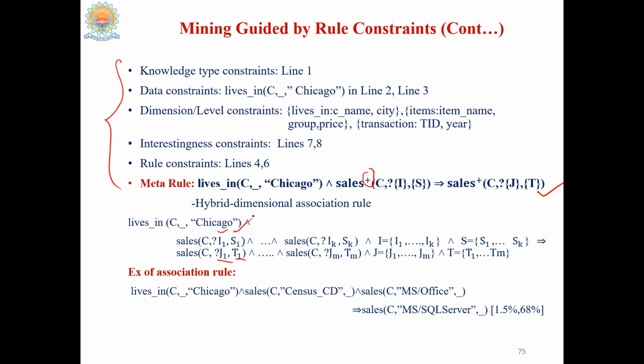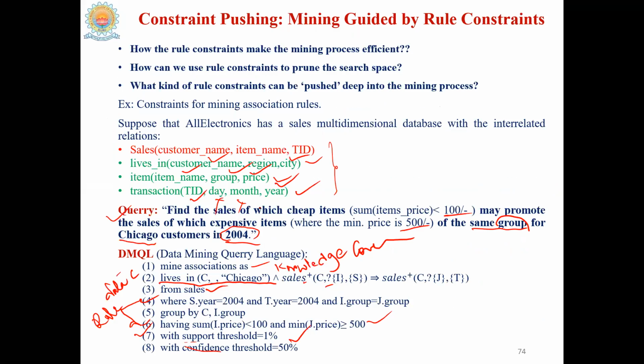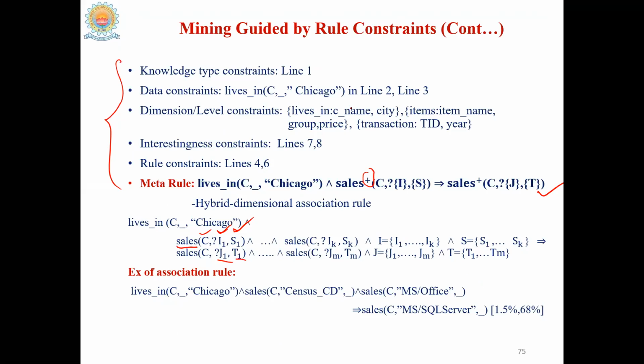So let us go back to the sales table. We can understand much. In the sales table, we are having three attributes, like customer name, item name, TID. So here you can observe that C indicates the customer name, I indicates the item name, and S indicates the TID, transaction ID. So here, if you observe the meta rule, we are having two parts. This is the left side of the part and this is the right side of the part.